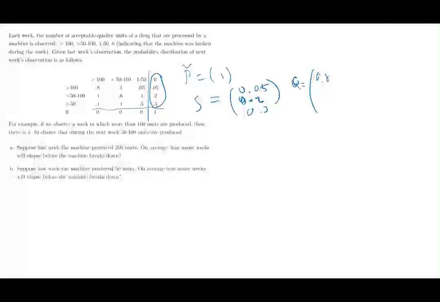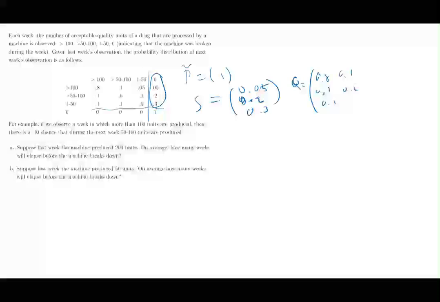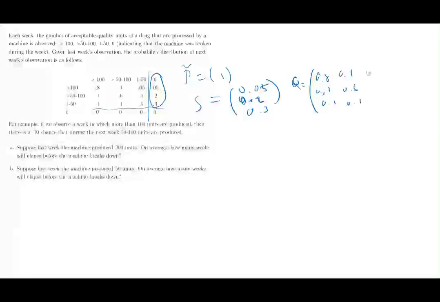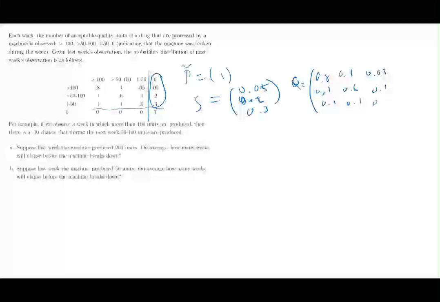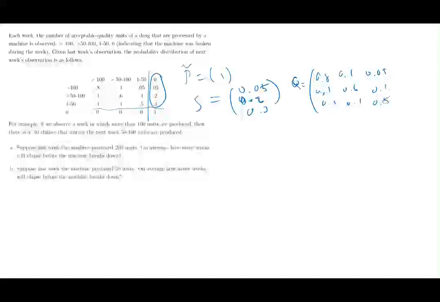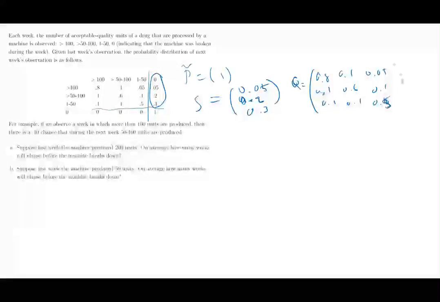0.8, 0.1, 0.1, 0.1, 0.6, 0.1, 0.05, 0.1, 0.5. Okay, so that is my Q matrix.